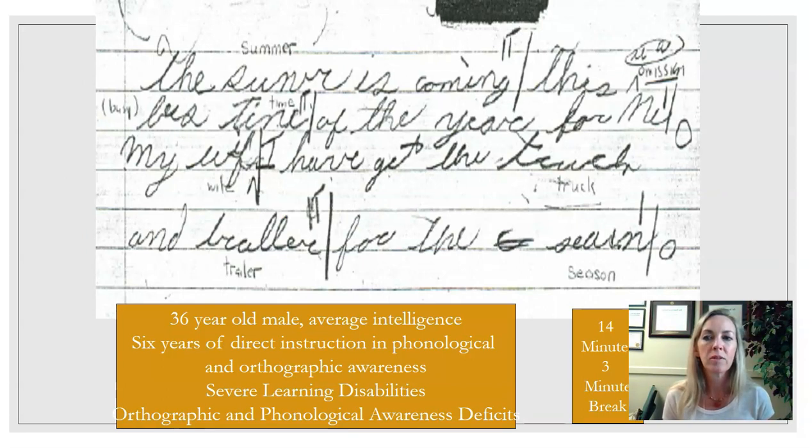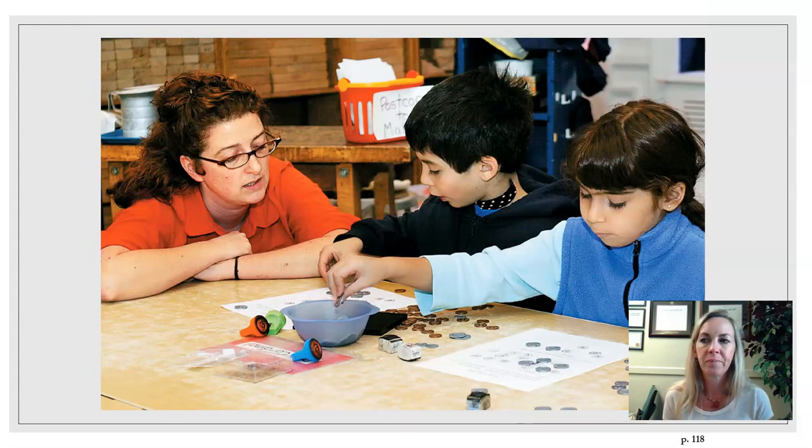Here's an example of a person who tried to communicate in writing. It took him 14 minutes to write the sentence. See if you can read it. The summer is coming. This is a busy time of the year for me. My wife and I have to get the truck and the trailer for the season. Normally, it should not take someone 14 minutes to generate that sentence.